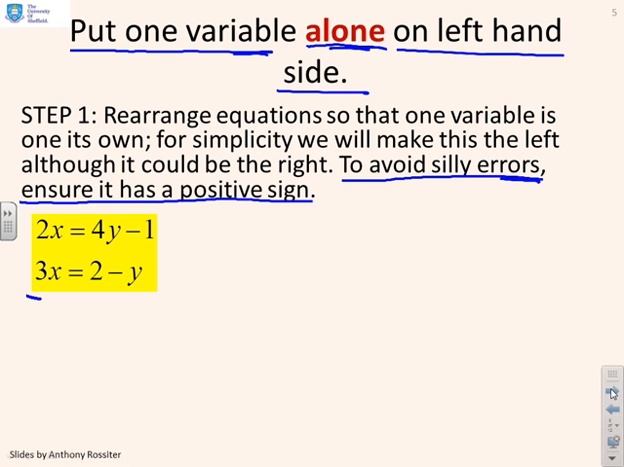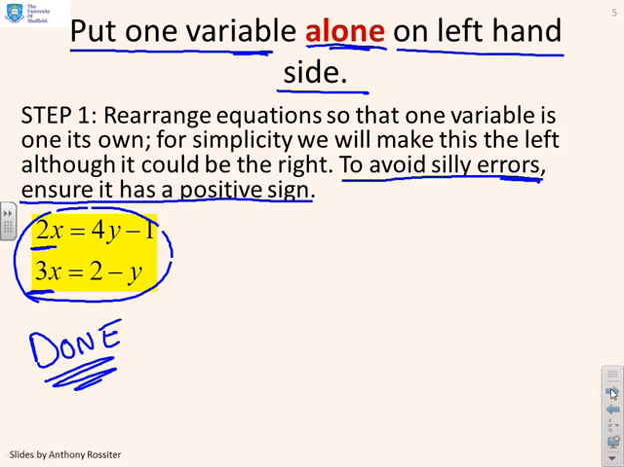Now, with this particular set of equations here, you can see we've already got x on its own on the left, x on its own on the left. So it's already done. Step 1 is already done, so we don't need to do anything here for these two equations. What about these two? You'll see there's nothing on the left. So you have to decide, are you going to move x or are you going to move y? Now I'm going to move x because it looks somewhat simpler.